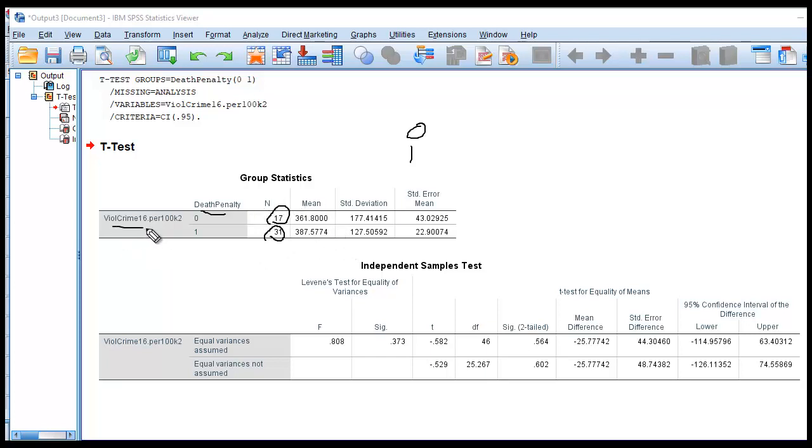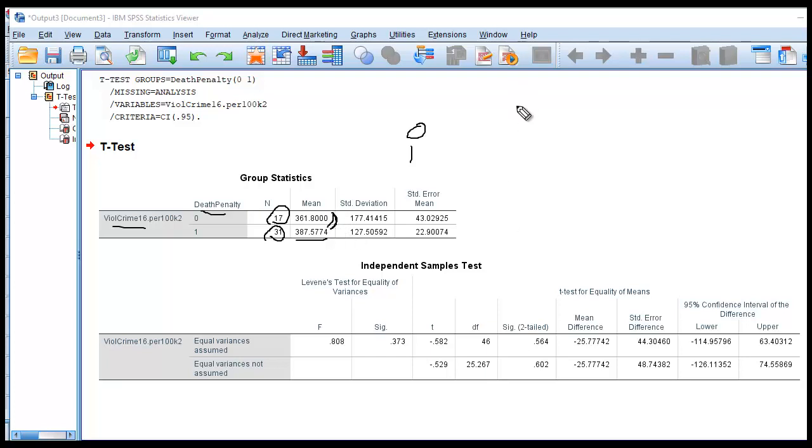So in terms of the violent crime rate per 100,000 from 2016, the mean was 361.8 among the states without the death penalty, whereas among those states with the death penalty, the mean violent crime rate was higher at roughly 387.58. So in other words, it looks like the violent crime rate was actually higher in those states with the death penalty. Now, is that difference between these two groups statistically significant?